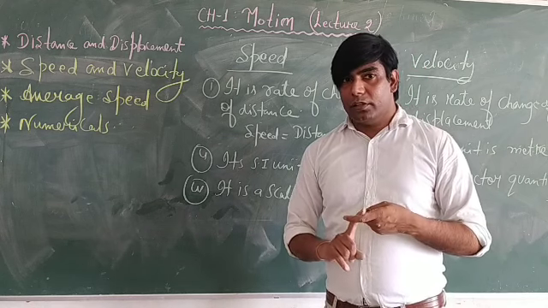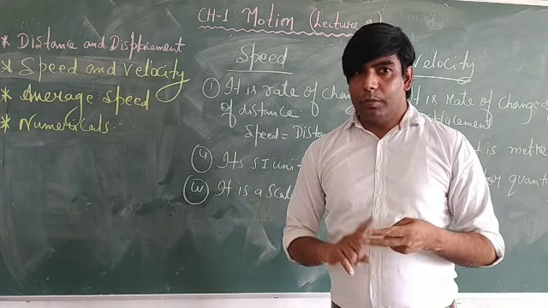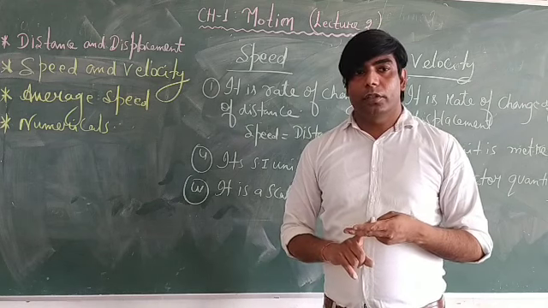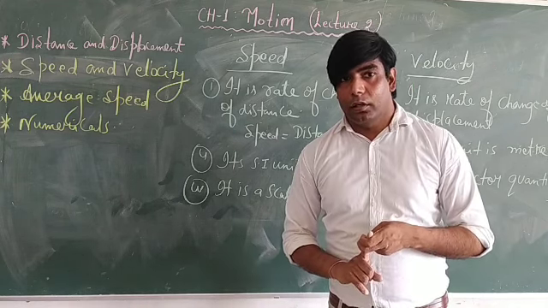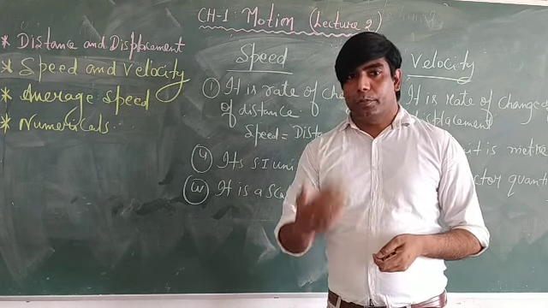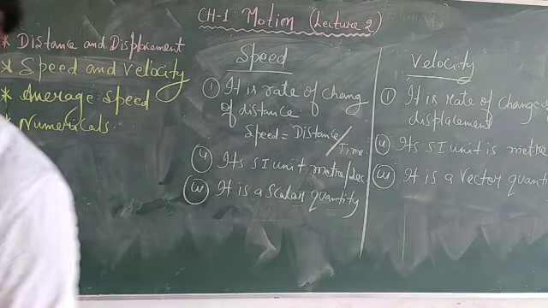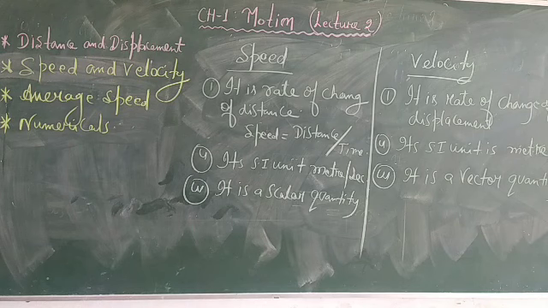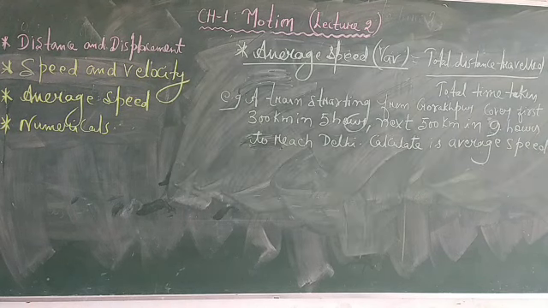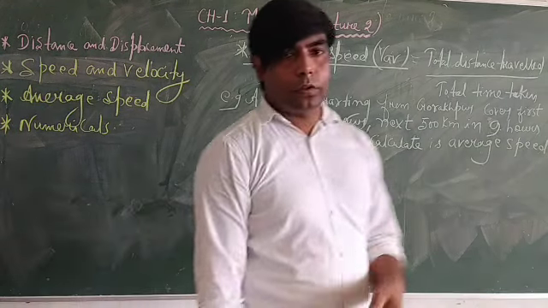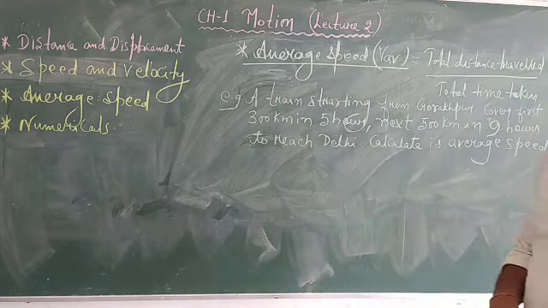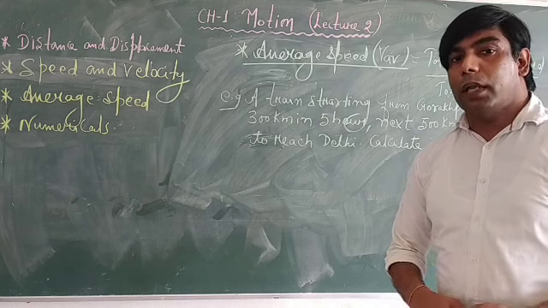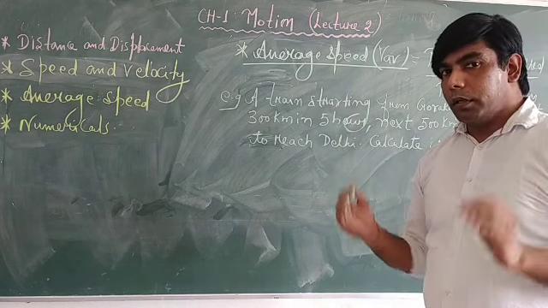If direction changes, then velocity changes. If magnitude changes, then also velocity changes. If both change, then also velocity will change. Next topic is average speed. Average speed is defined as total distance traveled divided by total time.